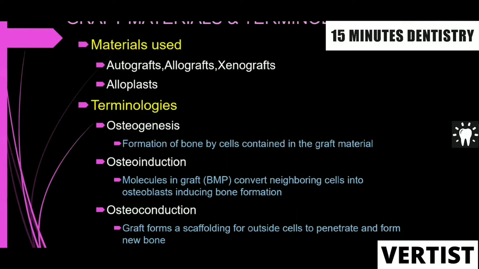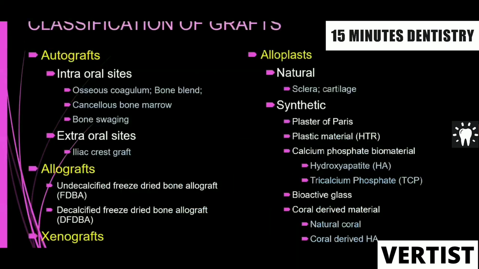These are the different terminologies which are used: osteogenesis, osteoinduction and osteoconduction. Osteogenesis is the formation of bone by cells contained in the graft material, whereas osteoinduction is by the molecules in the graft, that is bone morphogenic proteins. They convert the neighboring cells into osteoblasts and induce the bone formation that we want to achieve. Whereas osteoconduction is the graft acting as a scaffold for the outside cells to penetrate and form the new bone.